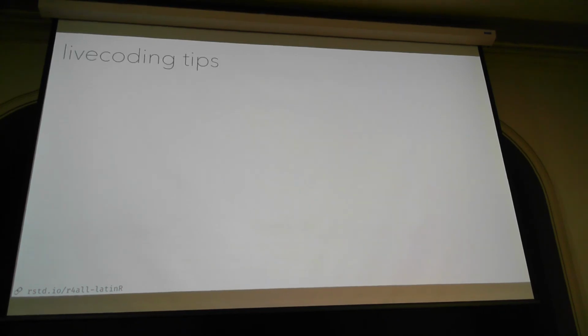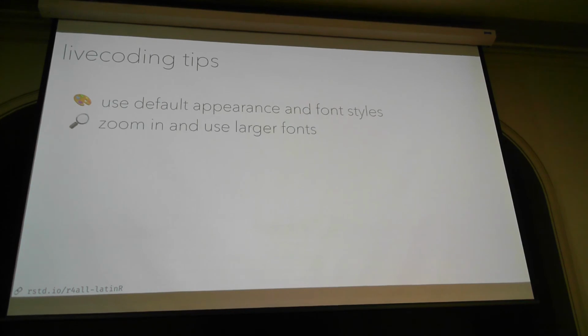So some live coding tips that I have: use the default appearance and font styles, zoom in and use larger fonts. Try to avoid keyboard shortcuts unless you're carefully narrating them. I think keyboard shortcuts are really good, right? They can actually make you a lot more efficient as a programmer. But one thing about live coding is that you don't have a camera in front of you that is actually showing your fingertips, right? They're only seeing what you want.